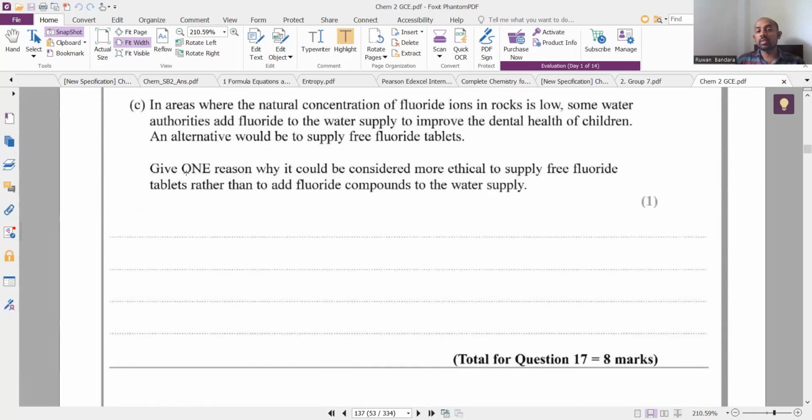In areas where the natural concentration of fluoride ions in rocks is low, some authorities add fluoride to the water supply to improve the dental health of children. The alternative would be supply of free fluoride tablets.